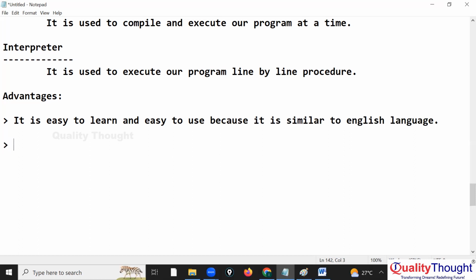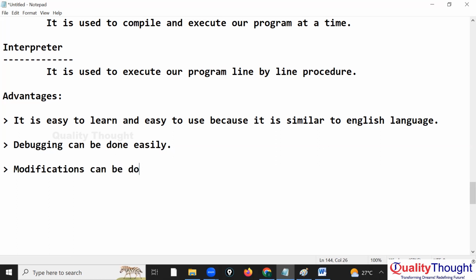Next, the second advantage is that debugging can be done easily. How can we debug? If you compile the code, you get compile time errors. If you run the code, you get runtime errors. It also gives the line number where that error is coming, so it is easy to rectify the error, easy to find out the error, and easy to debug. Next is what here?